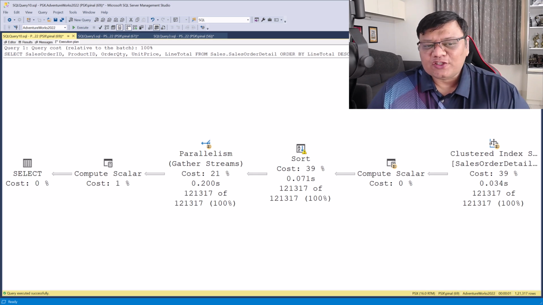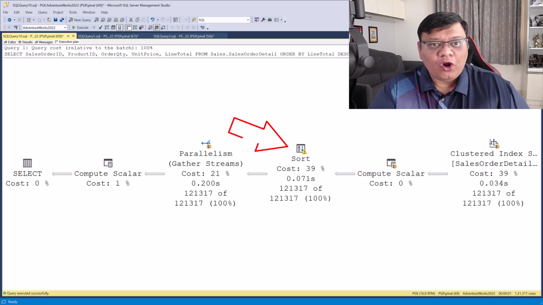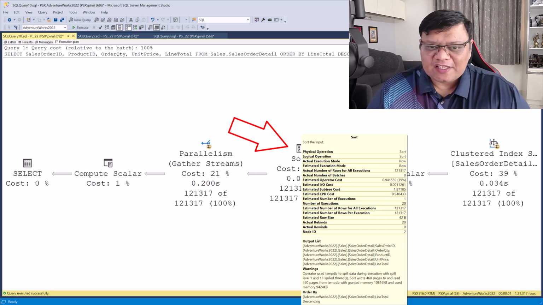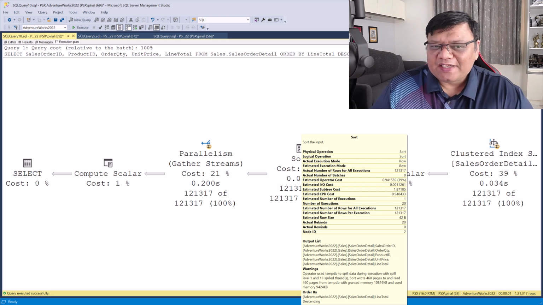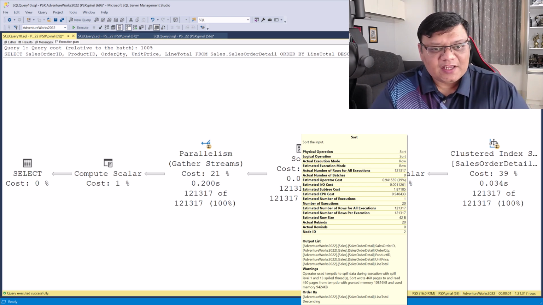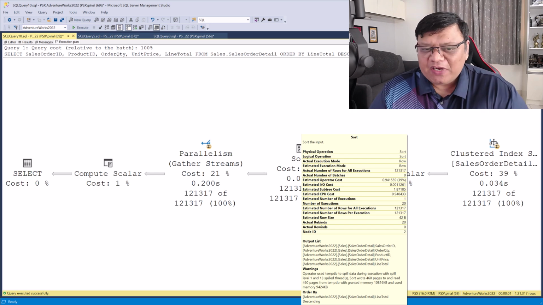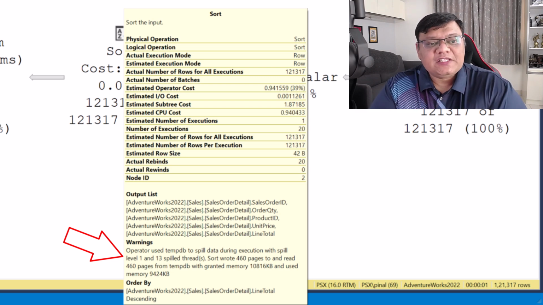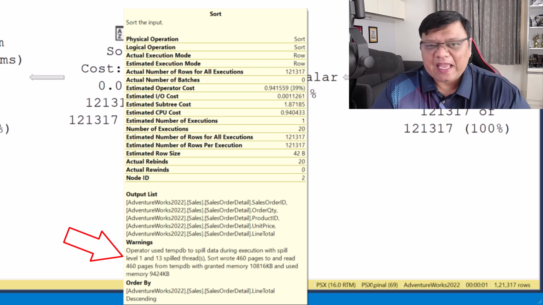Take a look at the execution plan. You'll notice a clustered index scan followed by a sort operator. Here is where things get interesting. Sorting is a memory intensive operation and SQL Server assigns a memory grant for this. However, if the memory grant is insufficient, SQL Server spills the sort operation to TempDB.